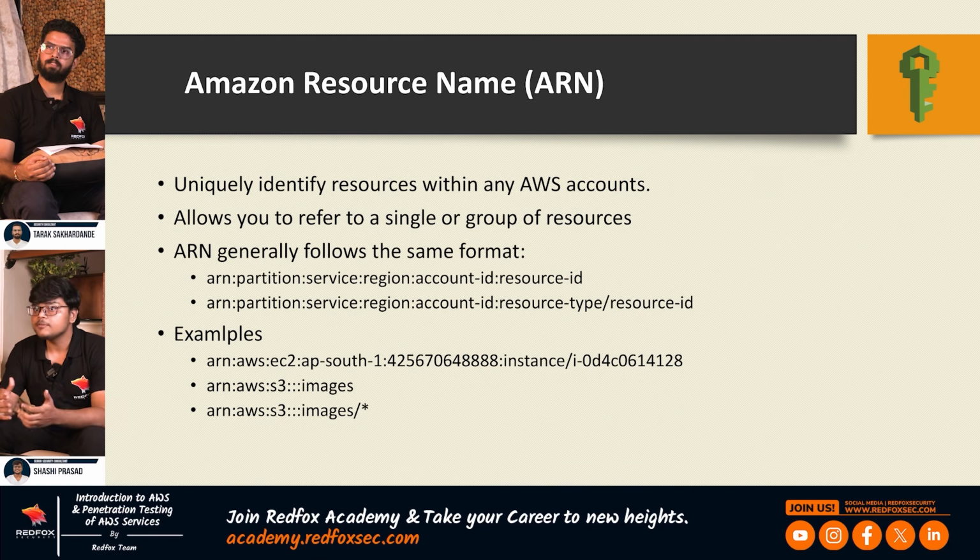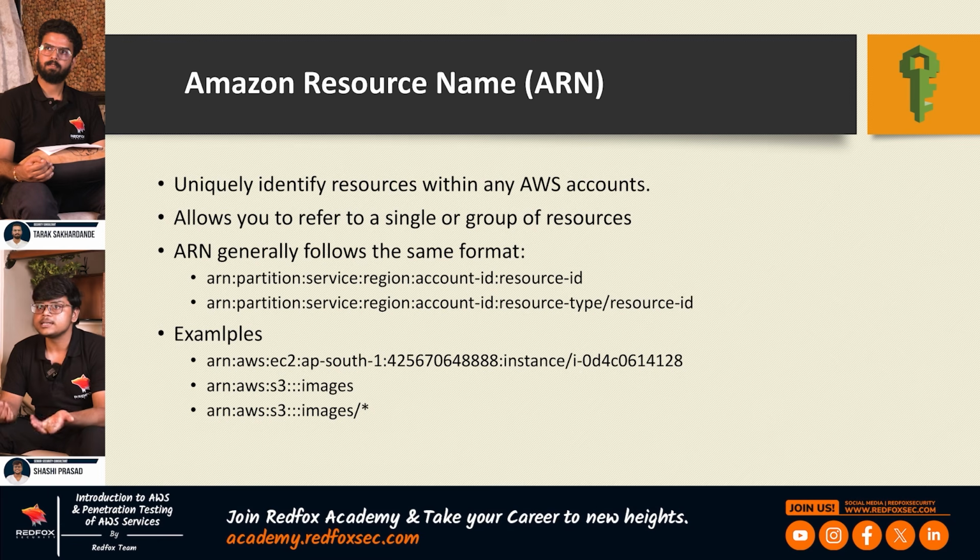Then we have the account ID, which is the account ID of the AWS account. Then finally we have the resource ID. So this is how you can uniquely specify a resource using ARN. This is the format that AWS follows. The other format is the below one, in which you specify, in the end, resource type / resource ID. And these are some of the few examples that I have given.